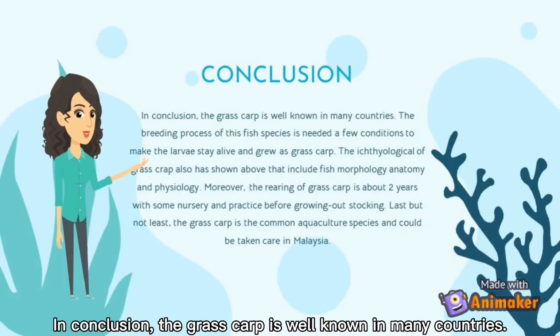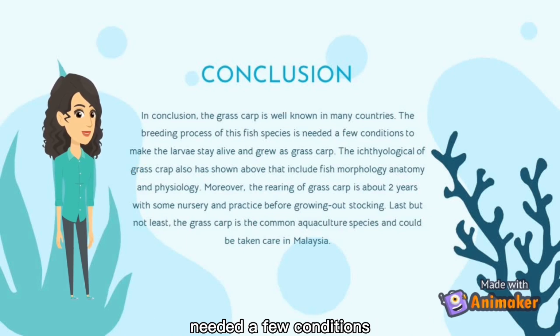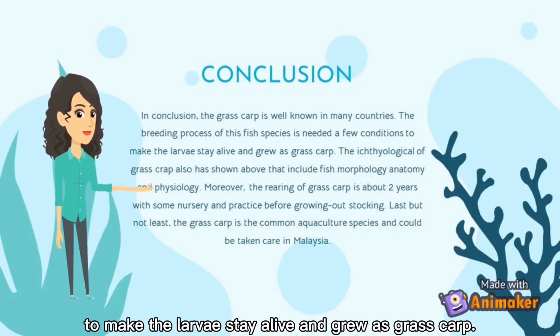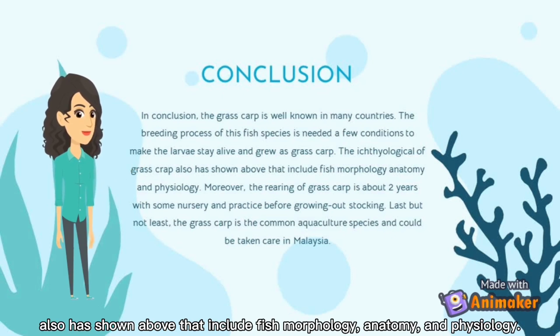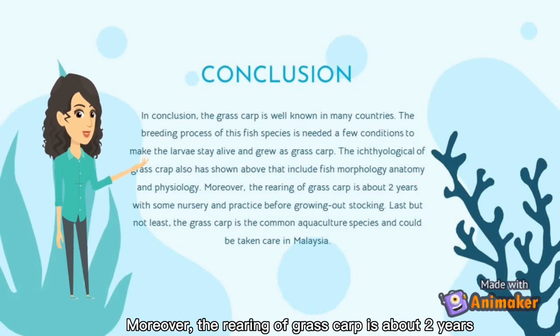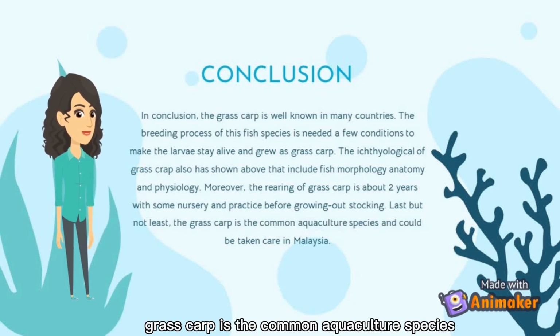In conclusion, the grass carp is well known in many countries. The breeding process of this fish species needs a few conditions to make the larvae stay alive and grow into grass carp. The etiology of grass carp has been shown above, including fish morphology, anatomy and physiology. Moreover, the rearing of grass carp takes about 2 years with some nursery and practice before grow-out stocking. Last but not least, the grass carp is a common aquaculture species and could be taken care of in Malaysia.